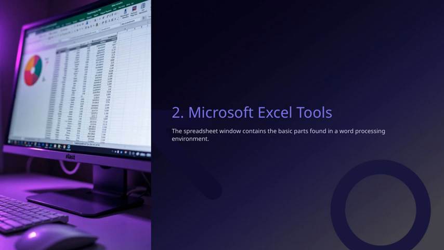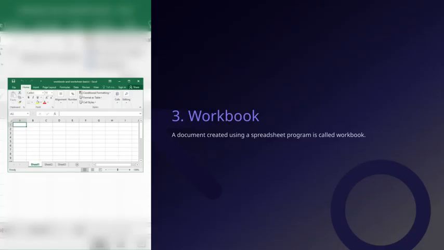Let's take a closer look at the Microsoft Excel tools. When you open a spreadsheet, you'll notice that it contains the basic parts you might be familiar with from a word processing environment. This means there are familiar elements like menus, toolbars, and a workspace where you can enter and manipulate data. Understanding these parts is crucial because they help you navigate and use Excel efficiently. Just like in word processing, the layout is designed to make your work more streamlined and accessible. Recognizing these components early on sets a strong foundation for mastering Excel's powerful features. So, as we move forward, remember how these basic parts connect to the overall theme of making data management easier and more intuitive.